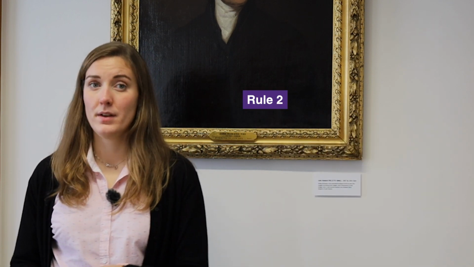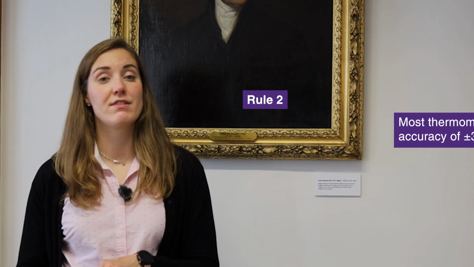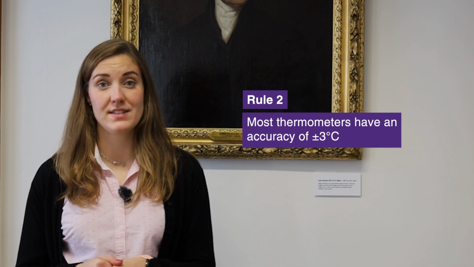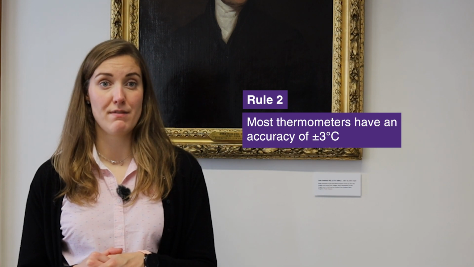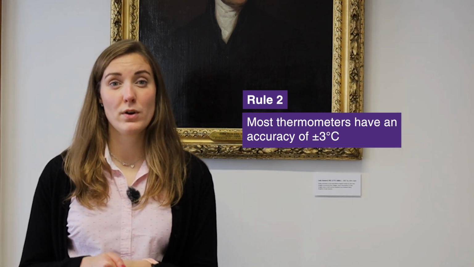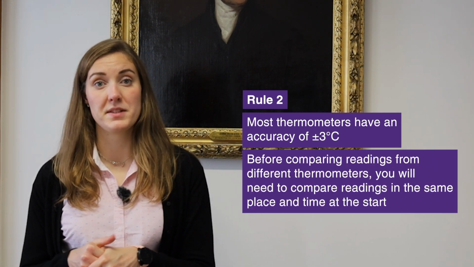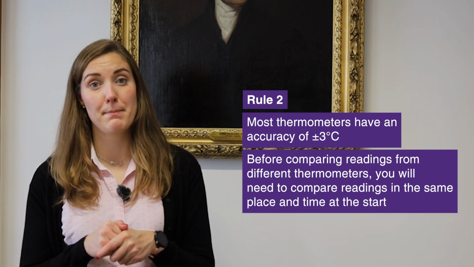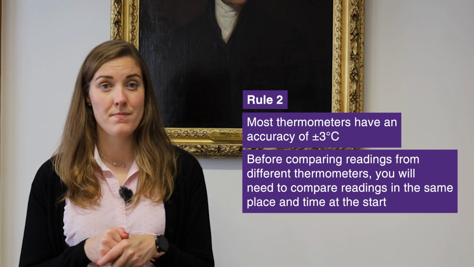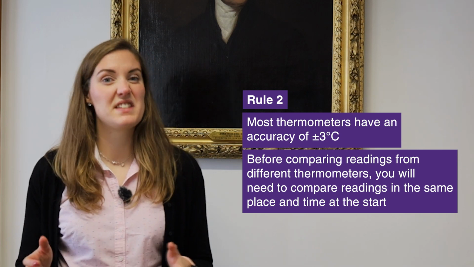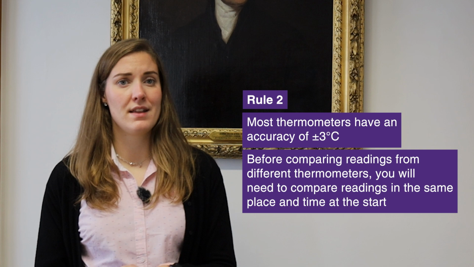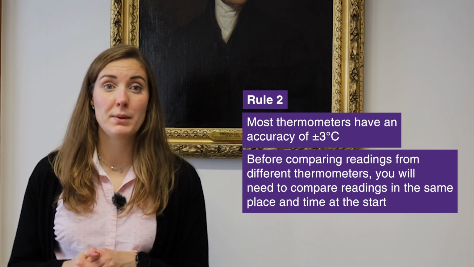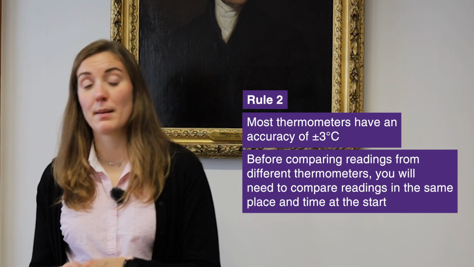Number 2. Most digital thermometers have an accuracy of ±3 degrees Celsius. This means that you can compare measurements made by the same device in different places. However, before comparing the recordings with another thermometer, you will need to compare them in the same place and time at the start. To do this, leave the devices in a dark enclosed space overnight. Record the difference in the reading they show. You will need this difference to adjust readings made down the line.